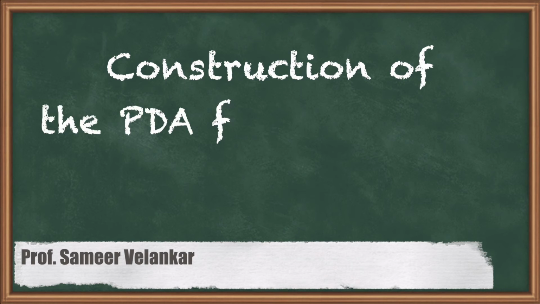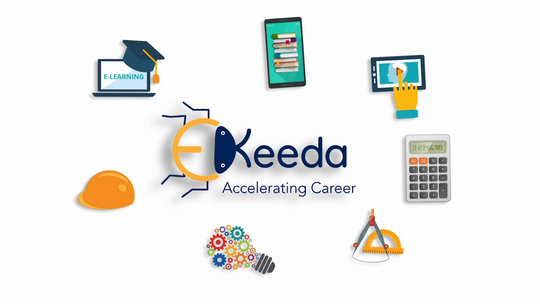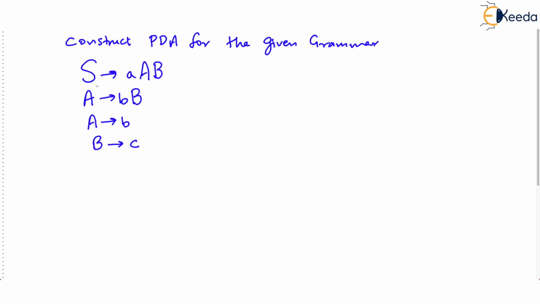Hello dear students, let's see how to construct a PDA from one more GNF. Now observe all the productions given in this grammar are again in Greibach Normal Form, and we are asked to construct a PDA from this.